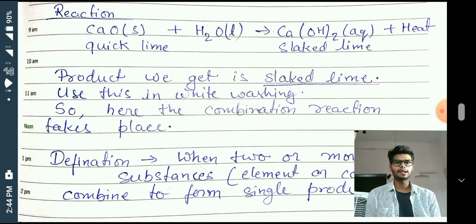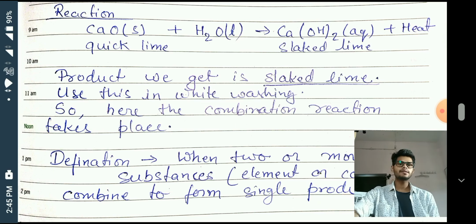You have to remember that also. CaO stands for quicklime. When water is added, which is in liquid form, we get slaked lime, calcium hydroxide, which is also aqueous, containing water in it. Along with that there is an evolution of heat. So with the plus sign I have given heat as well.